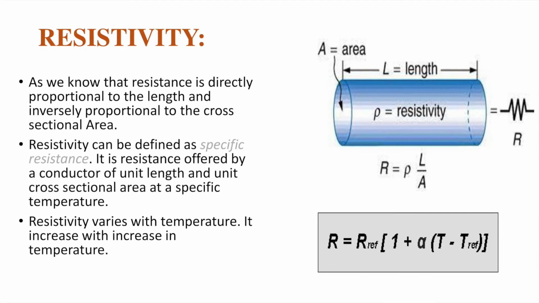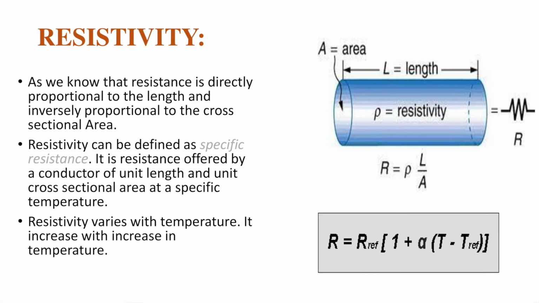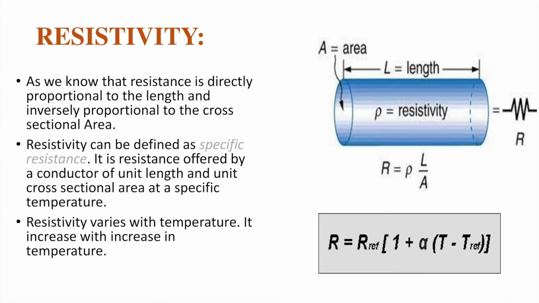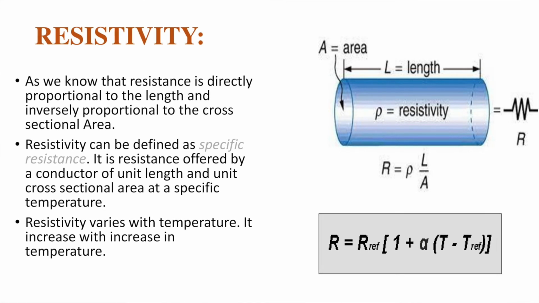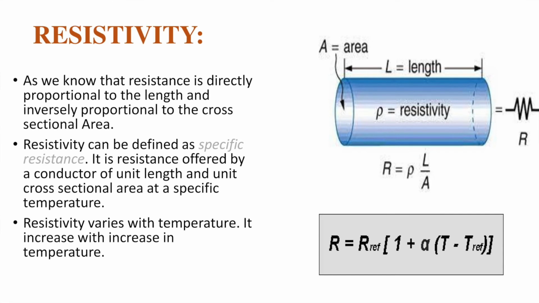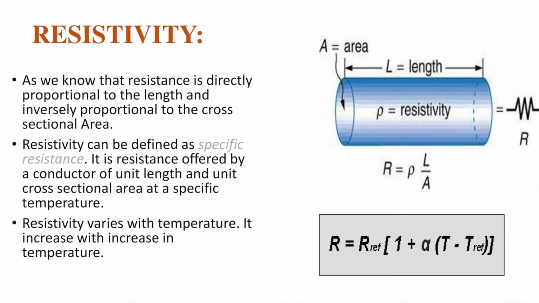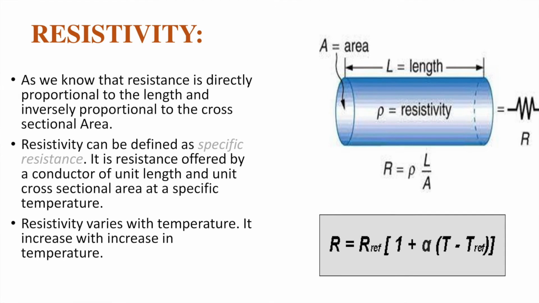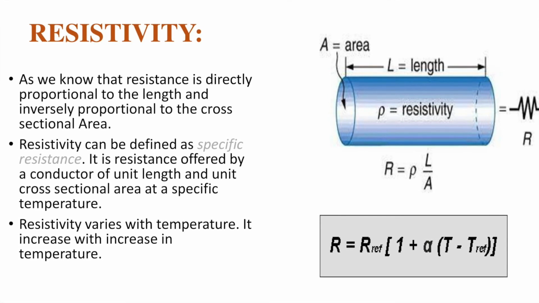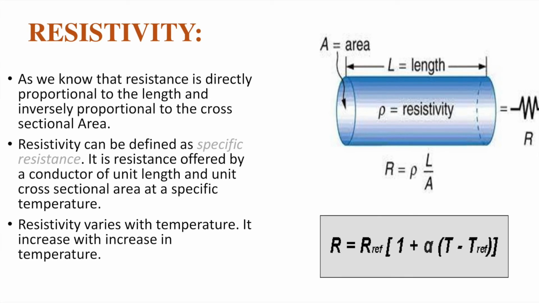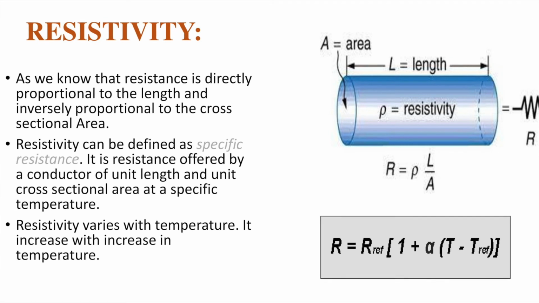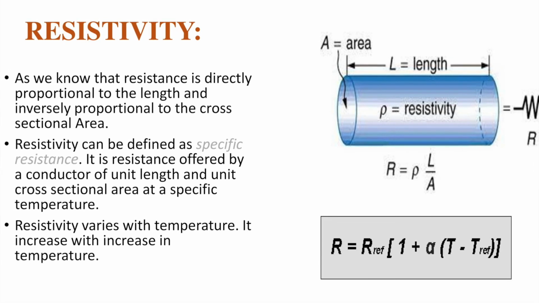As you can see in the figure, there is a cylinder and we are trying to find the resistivity of that cylinder. A wire is also a cylinder, so we can find the resistivity of a cylinder or a wire very easily by using this formula. We know that R equals rho L by A. Therefore, rho will be equal to R into A by L. So what will be the unit of resistivity? It will be ohm meter square divided by meter, so it will be equal to ohm meter.